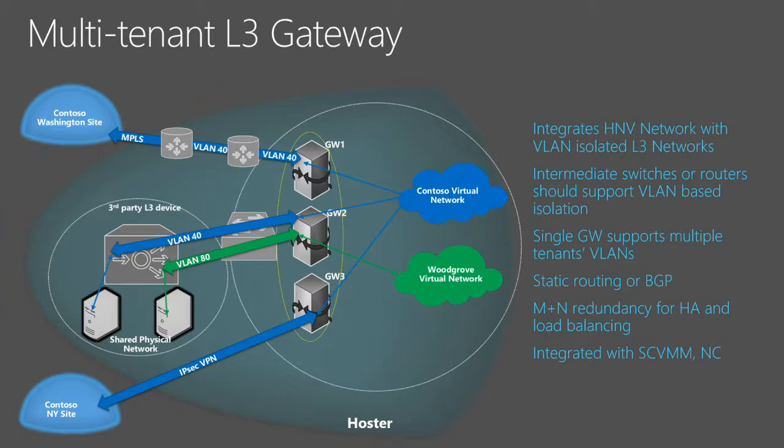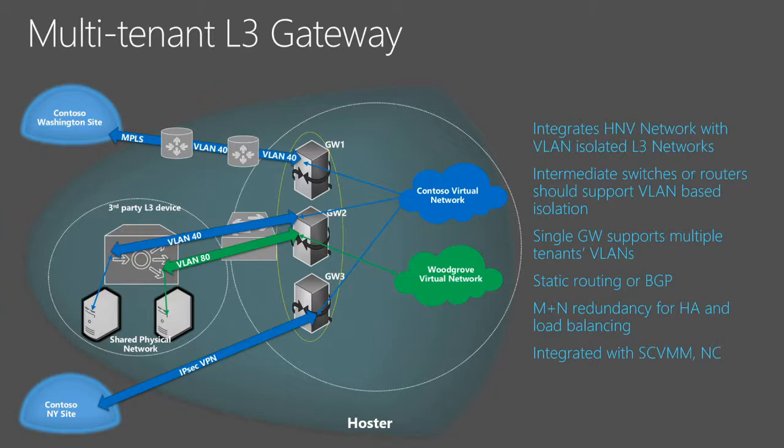What you have to additionally do when you deploy an L3 gateway solution is provision those VLANs along the path on all the network appliances between the gateway and the physical appliance. And then it's multi-tenant, so you could have rules like this built for multiple tenants.